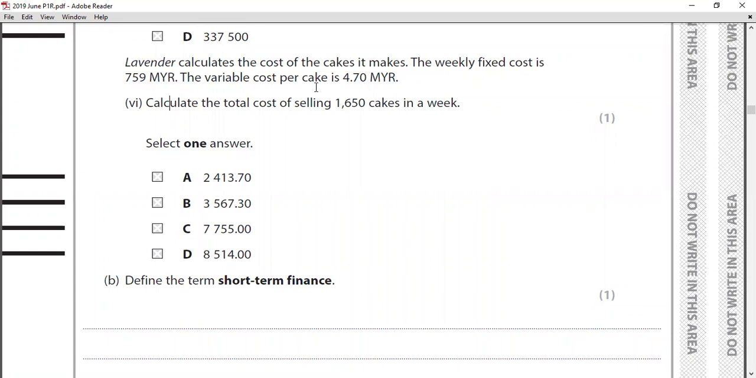Variable cost per cake is 4.7 and total cakes they have sold in that week is 1,650. If you just multiply 4.7 into 1650, answer is 7,755. You have to add the fixed cost to it. So 7,755 plus 759, answer is 8,514. Answer is D. D is the correct answer. So a couple of students have answered. 11 students actually correctly answered. The D is the correct answer. Very good.